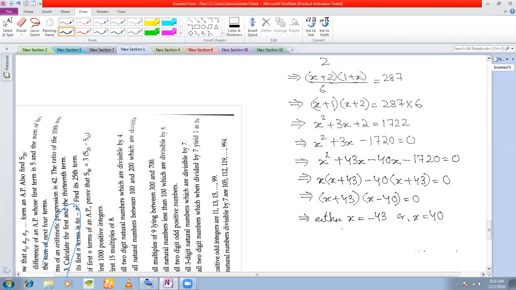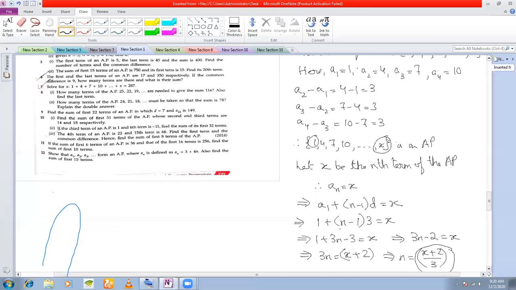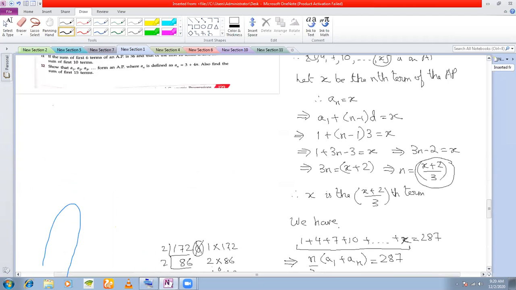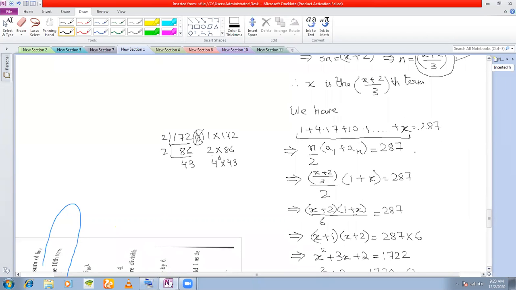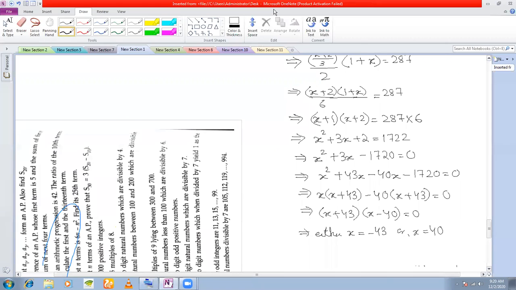Any problem in the factorization? Any problem with any step in this sum? It looked like a very small sum, but actually it was not a very small sum. We found out which term x was, whether x was a 16th term, 17th term, what term was x. We got x as the x plus 2 by 3th term. That is, we found out n in terms of x. And once we found out the value of n, we put it in the formula for sum, and we got the value of x. Any question?